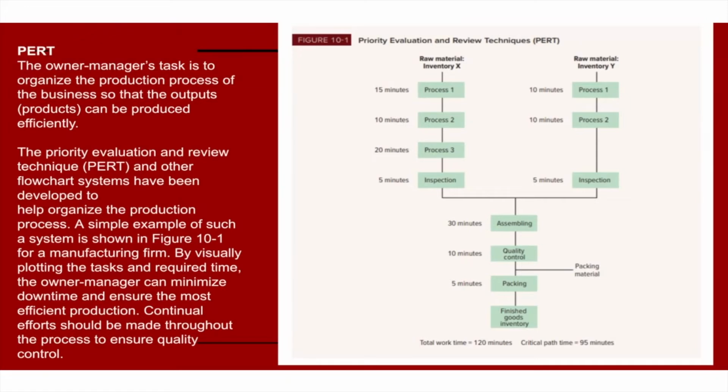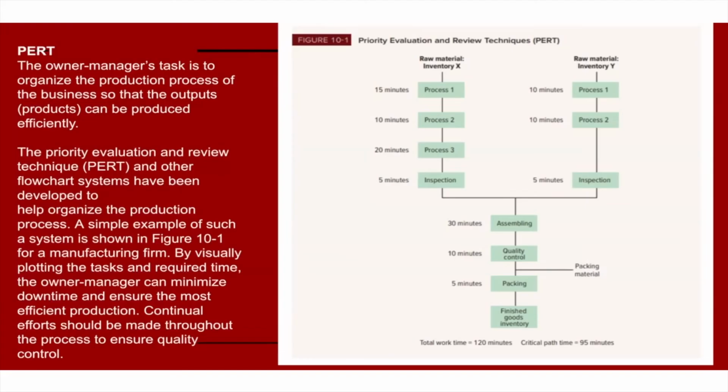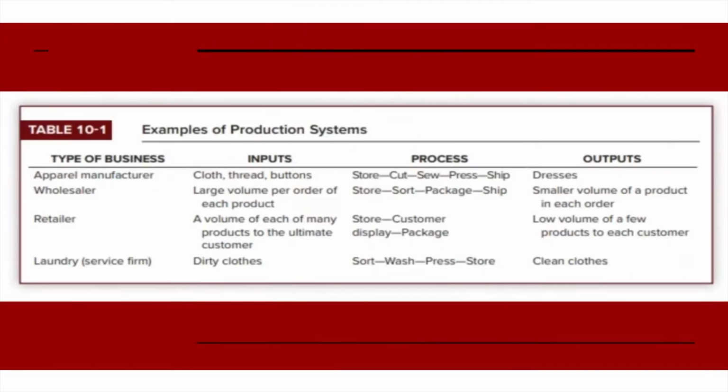And that raw material could theoretically be, we look back at what the apparel manufacturer, cloth, thread, and buttons, okay? So raw material X could be cloth, raw material Y could be buttons. The first process that we want to do, if we go back here and we look at the process store, well, let's take cutting, okay? Let's take cutting just as an example.